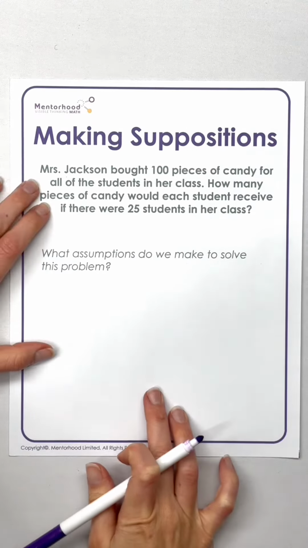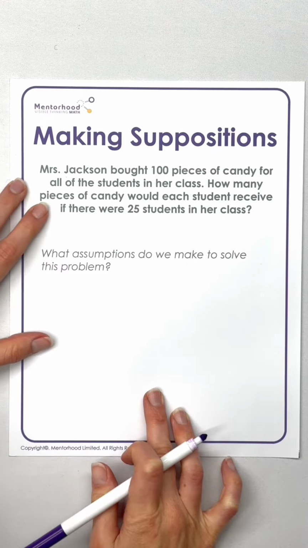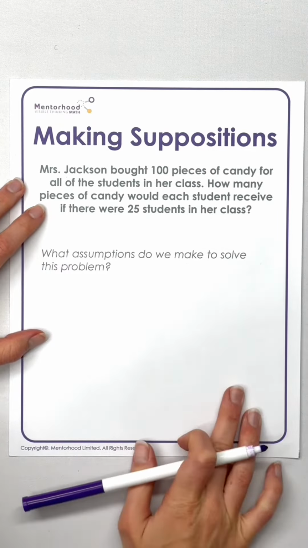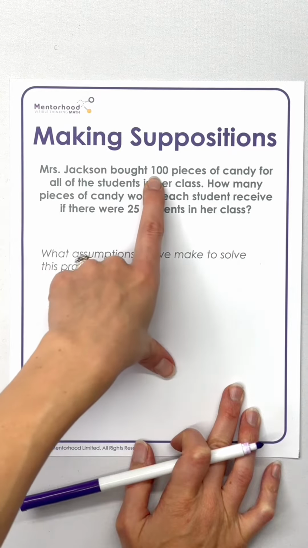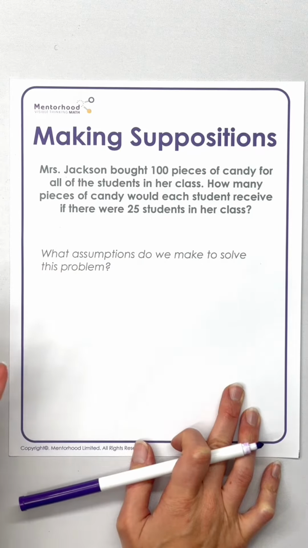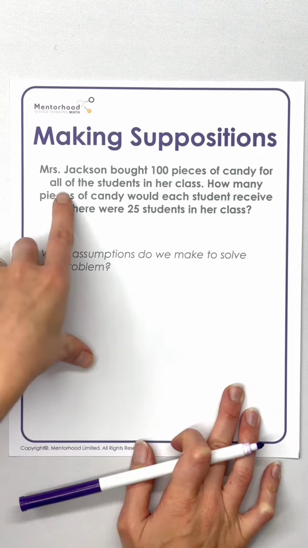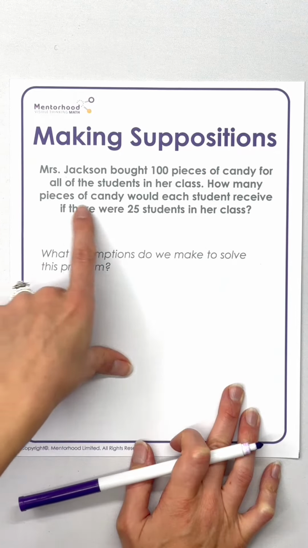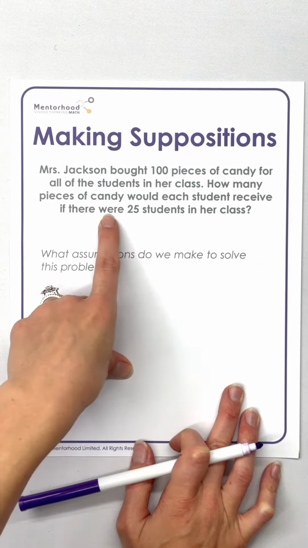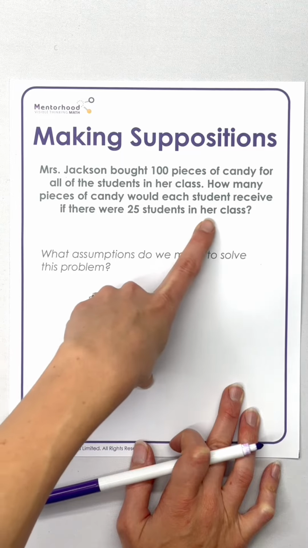When we're doing math questions, it's important to recognize what kind of assumptions we're making as we look at the problem. Mrs. Jackson bought 100 pieces of candy. I'm sure they were probably Halloween candy, for all of the students in her class. How many pieces of candy would each student receive if there were 25 students in her class?